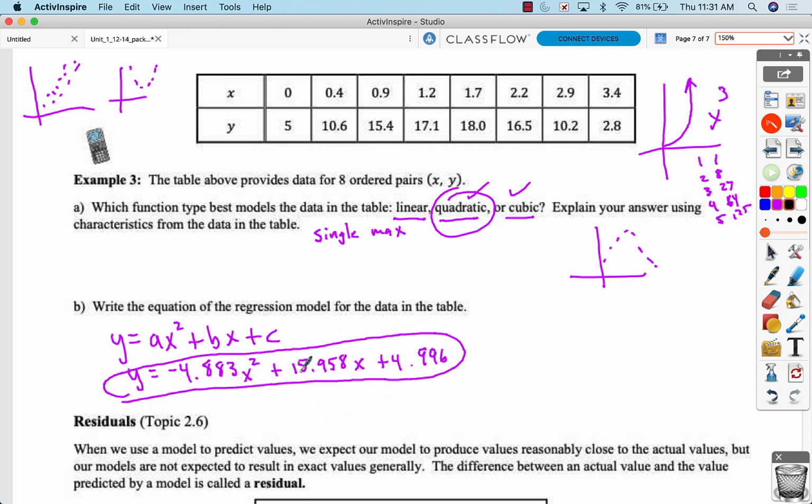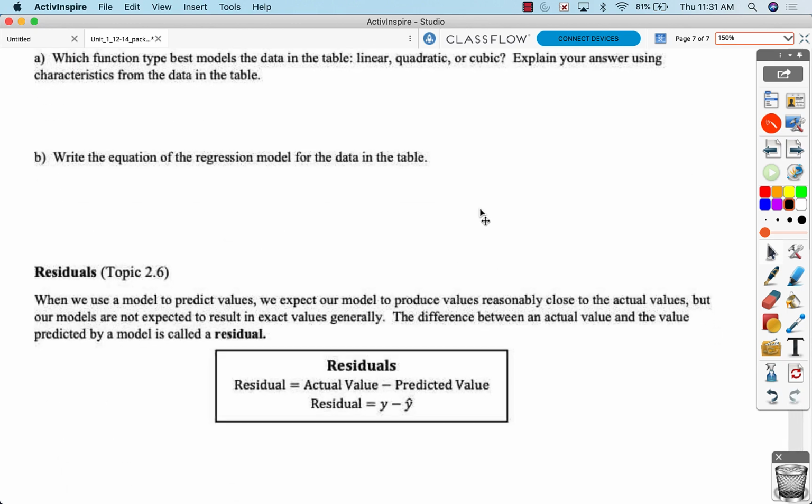Okay, so that's how you would model a quadratic. All right, maybe work on that. Do it a few times. Do the linear and do the quadratic a few times just to make sure you're comfortable with the calculator buttons.